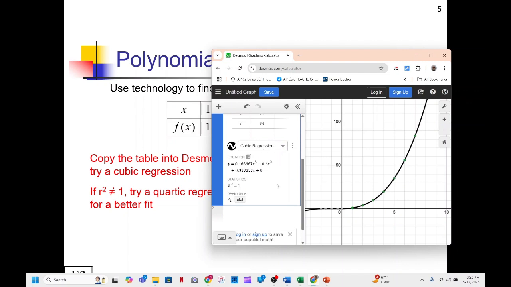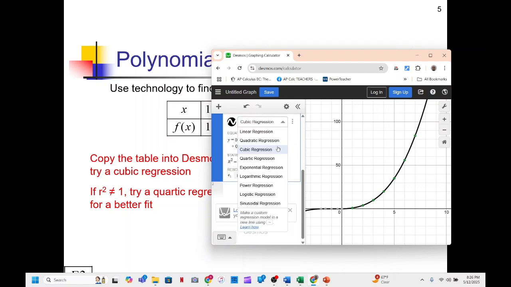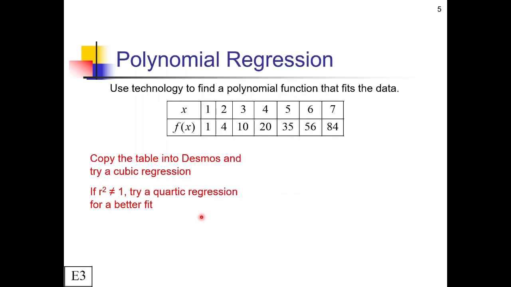And I'm going to take a look at my r² value. That tells me how close of a fit it is. If this is 1 or pretty close to 1, then it matches our data pretty well. If not, then you might want to try a different regression. This one was a perfect match, so we're going to just keep that. But if it didn't work, you could always do a quartic regression. For our purposes, though, we want to take the simplest regression possible because simpler is better when you're dealing with algebra.